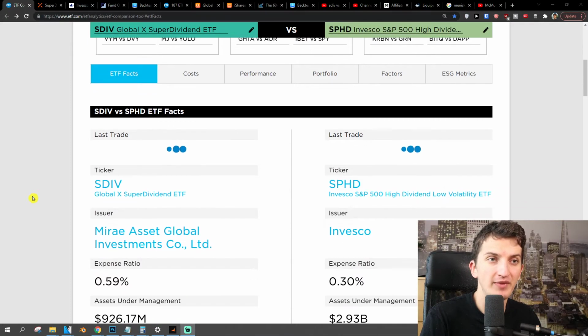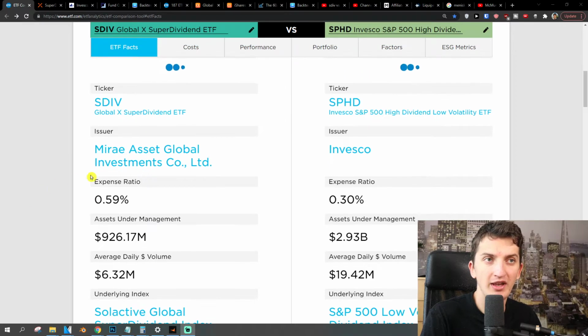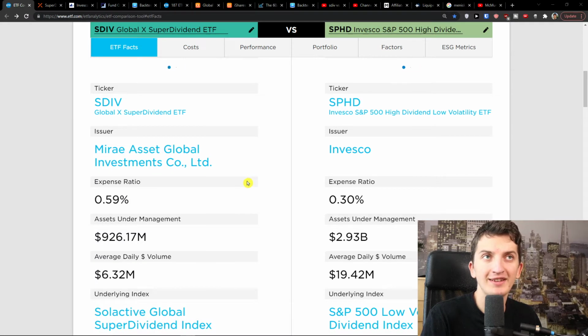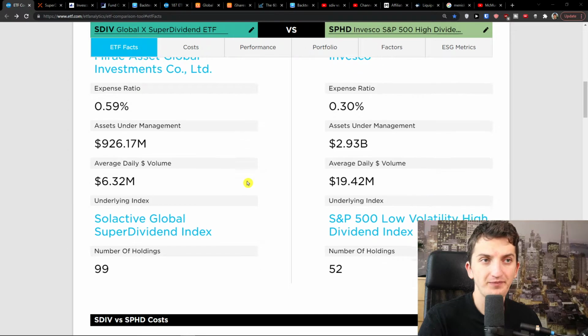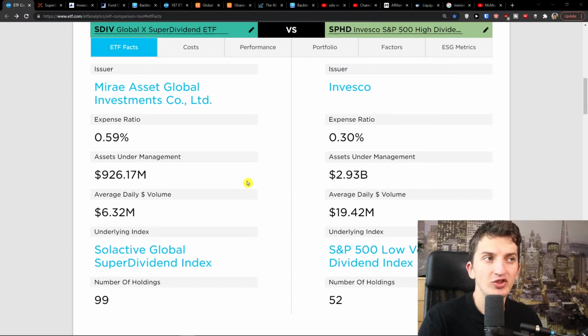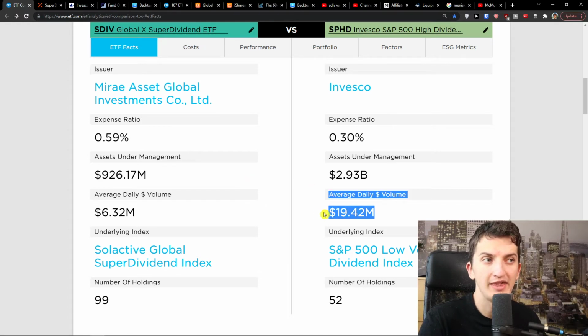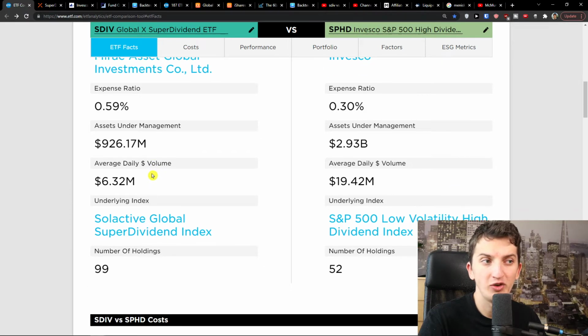SDIV, SPHD. First things first, expense ratio. The expense ratio is higher with SDIV compared to SPHD. That means that if you invested $10,000, you would pay $59 with SDIV. On the other hand, with SPHD, you would pay only $30. When we go further, we can see that SPHD is winning when we look at assets under management and average daily volume: 19 million compared to 6 million, and 2.9 billion compared to 900 million.